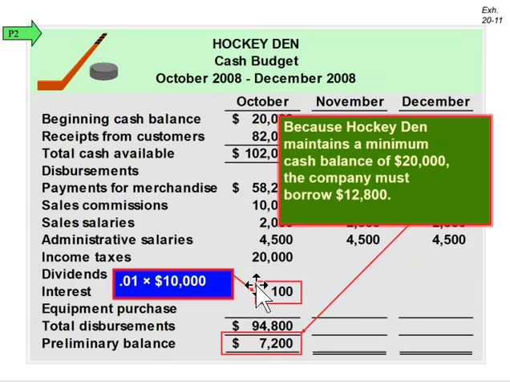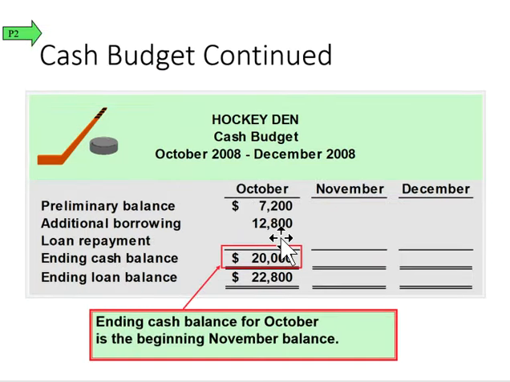Next, once we filled all that in, it appears that the company would only have $7,200 in their account at the end of the month. If that's the case, they are going to want to borrow so they can maintain that $20,000 minimum. So they're going to need to borrow $12,800. Now, they already had $10,000 previous loan outstanding, so that now gives their new ending loan balance of $22,800.